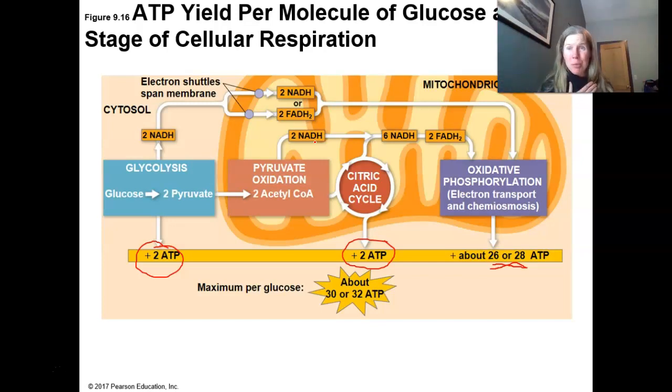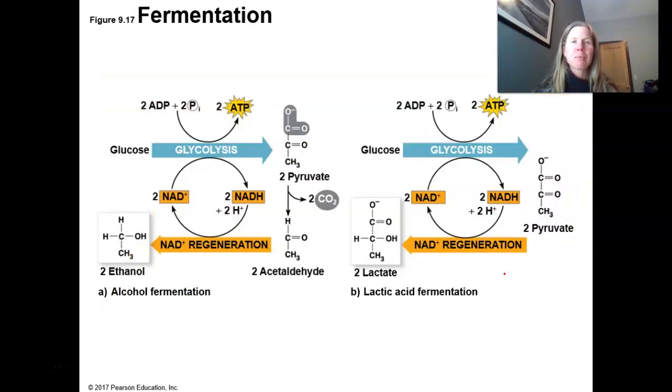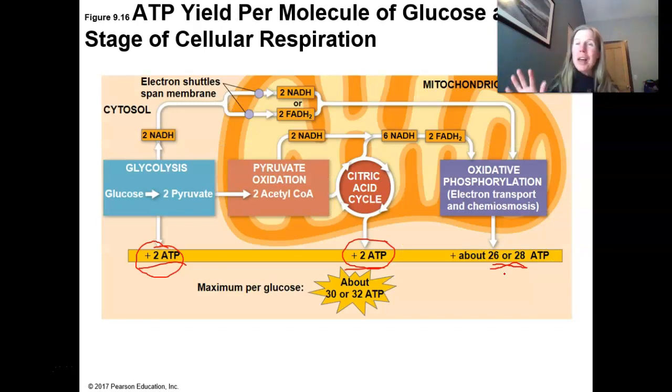My microbiology book says 36 to 38. Don't let it throw you, but you should realize that almost all of it, these are real numbers, right? 2 ATP, 2 ATP, and then there's some rounding error in there. Most of it's coming from oxidative phosphorylation. Okay, so that is aerobic cellular respiration. See, that really wasn't that painful.